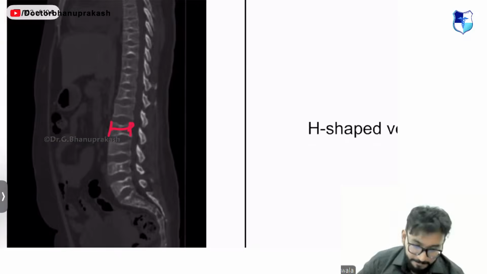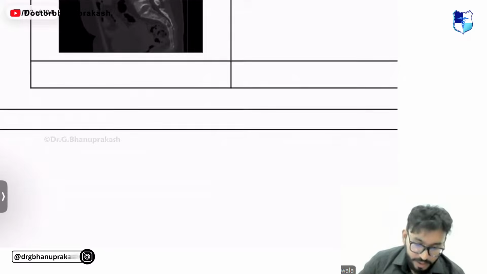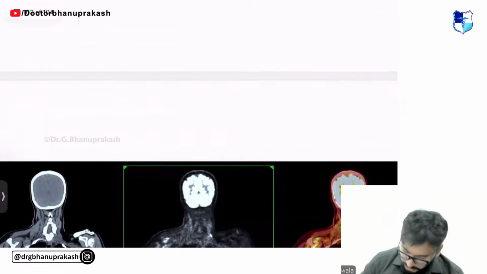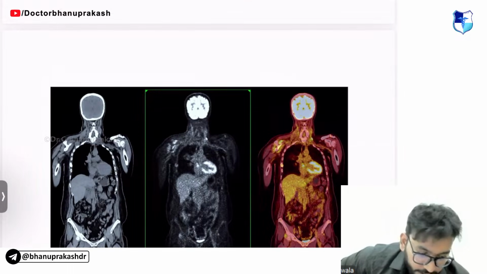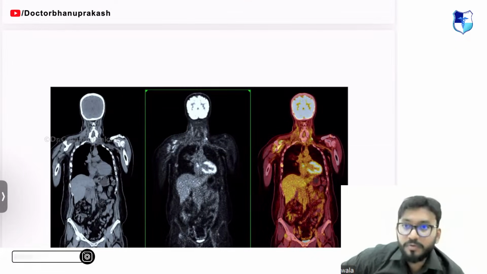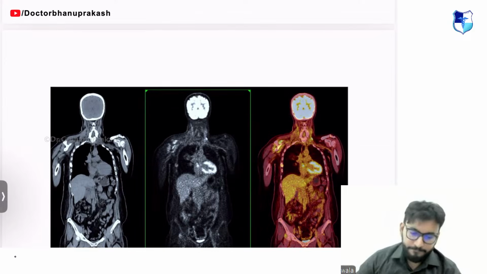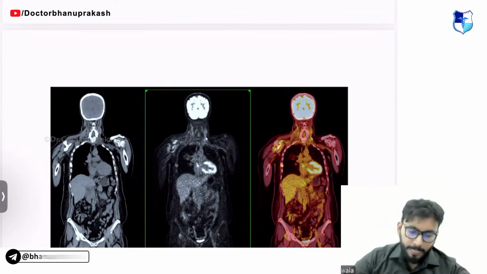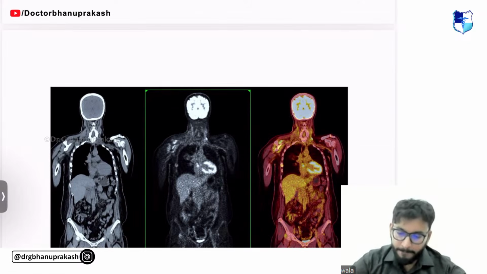Come on, tell me. H-shaped vertebra. We've also seen this in hair on end appearance or crew cut appearance. H-shaped vertebra is seen in, guys, sickle cell. It is seen in sickle cell.